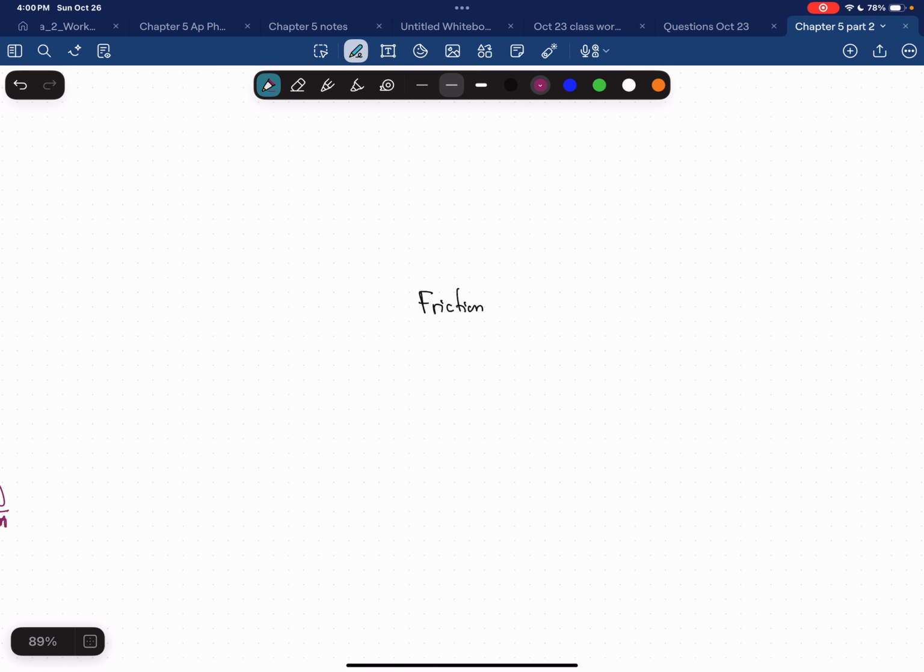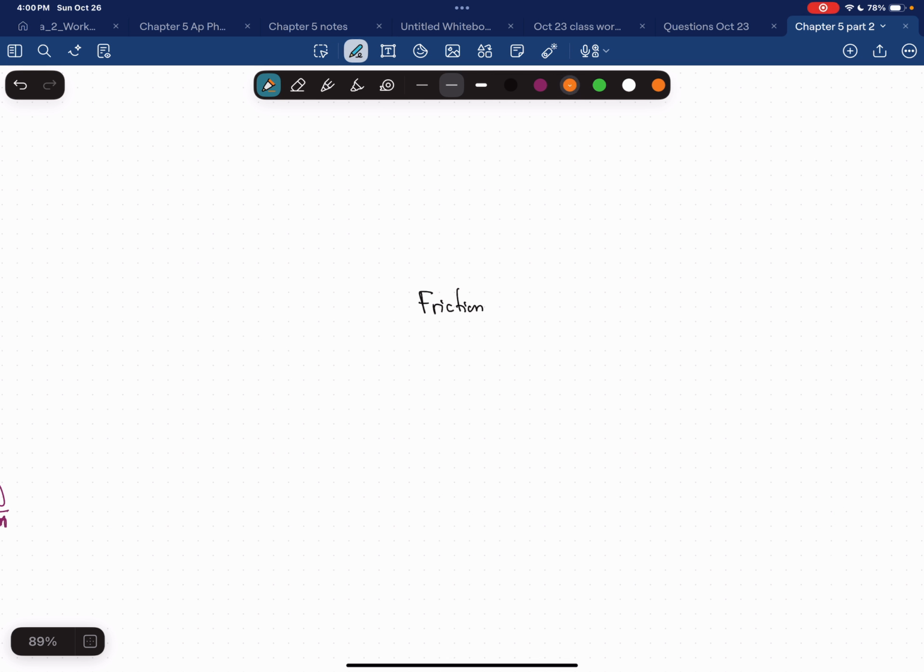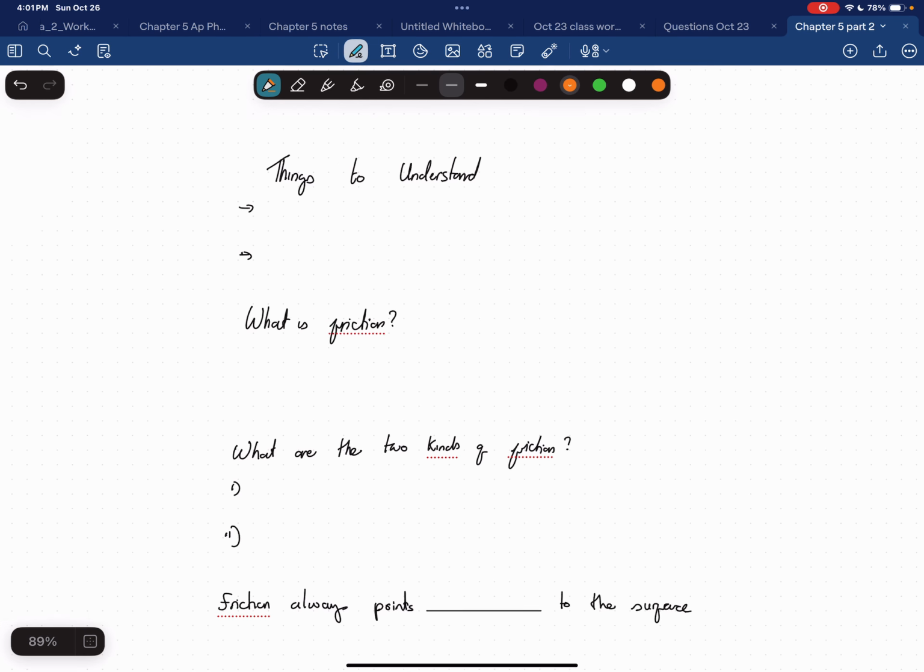Friction. All right, let's just do some friction. I know we already talked about friction, but now we're going to talk about it in a bit more detail.